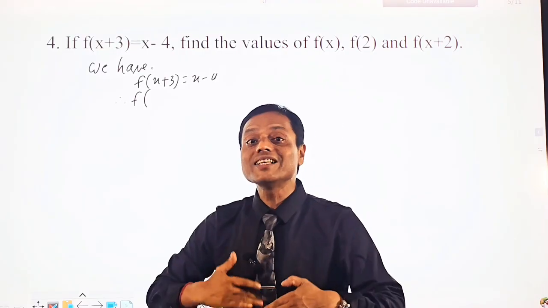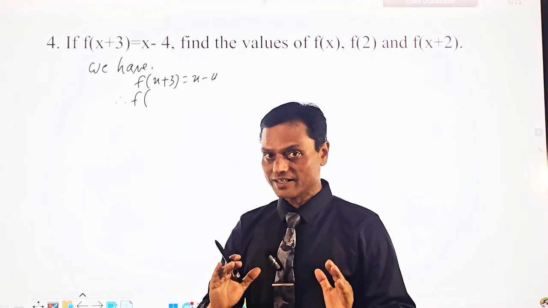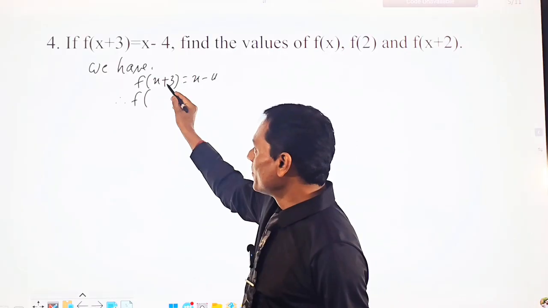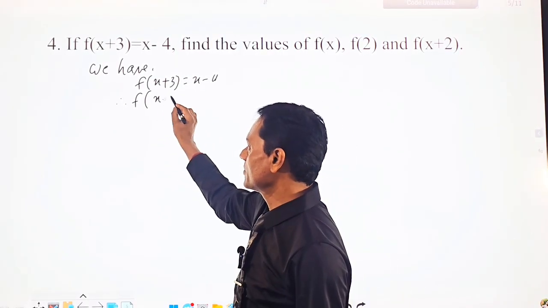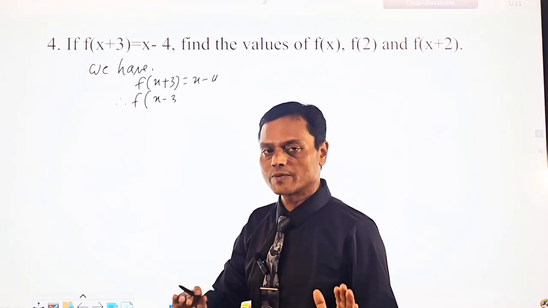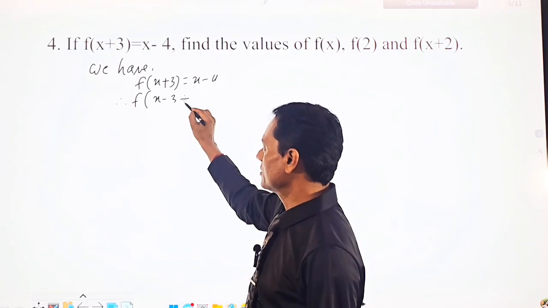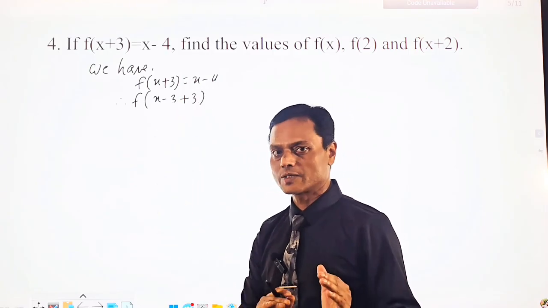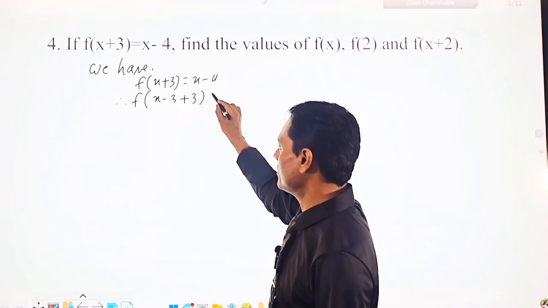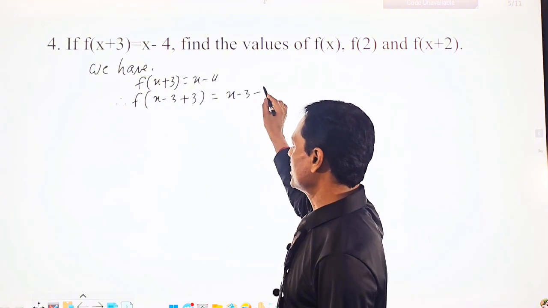We are going to replace x by x minus 3. Yes, you are listening correctly. Replacing x by x minus 3, okay? Here is x, so we replace x by x minus 3. Then we have here plus 3. And at the right hand side also we have to replace x by x minus 3. So here also we have x minus 3 minus 4.